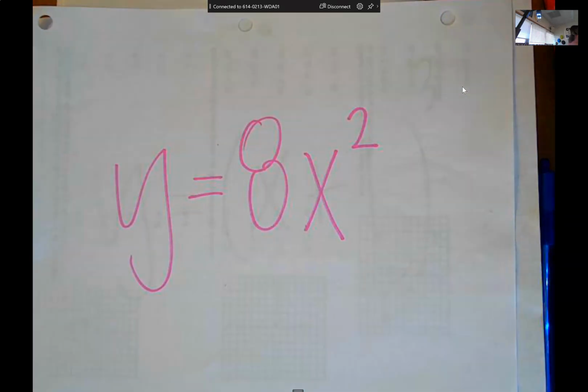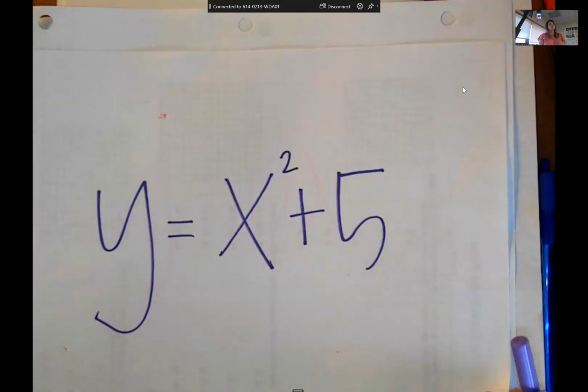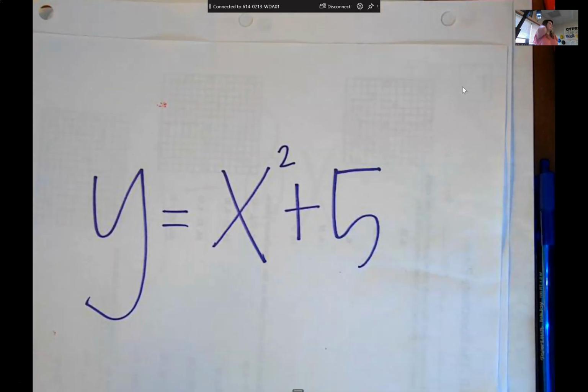Okay, show me what you're thinking. This is a stretch by 8. Stretch by 8. Okay, what is the one thing that I did to this x squared function? This is the parabola family. X squared, what did I do to this guy?